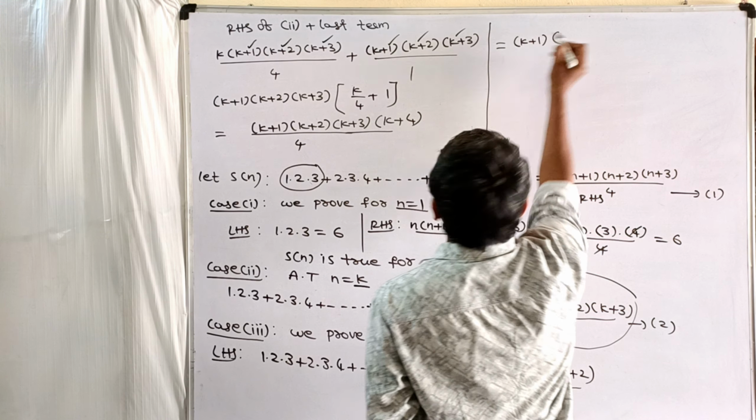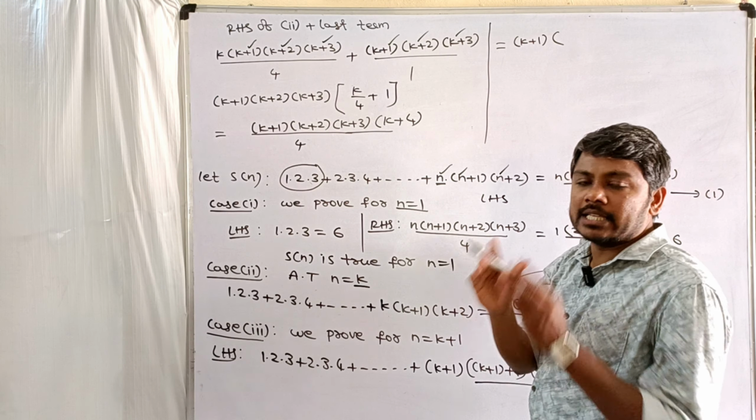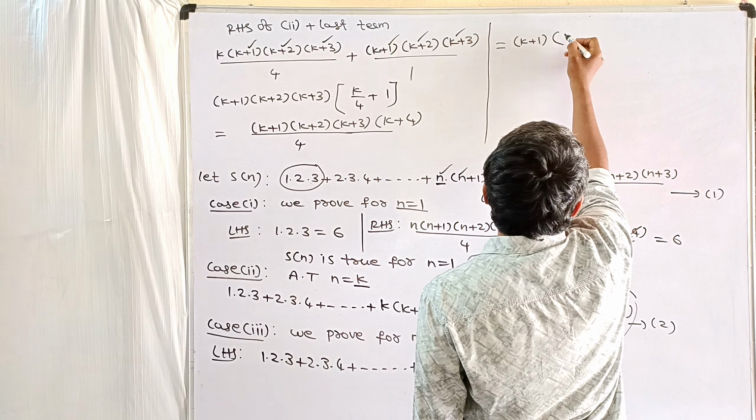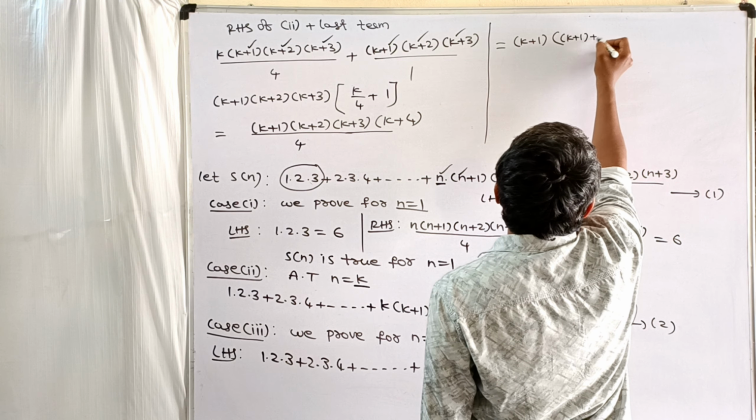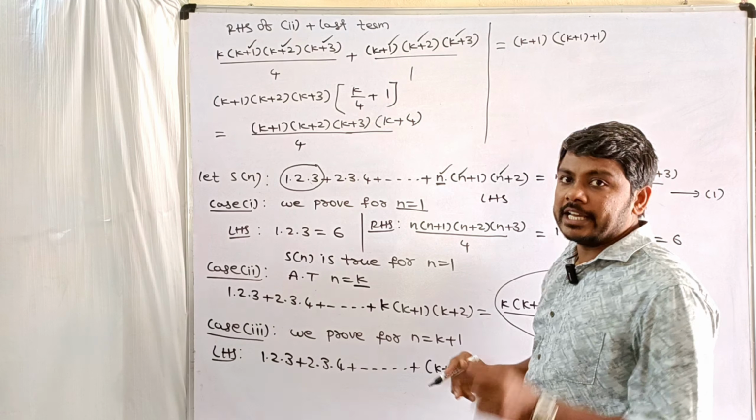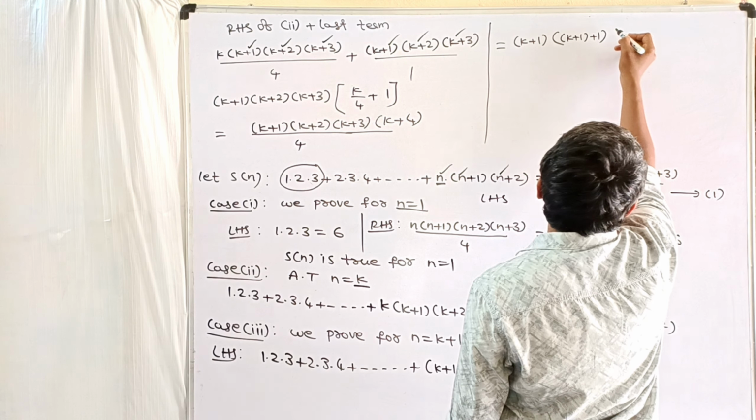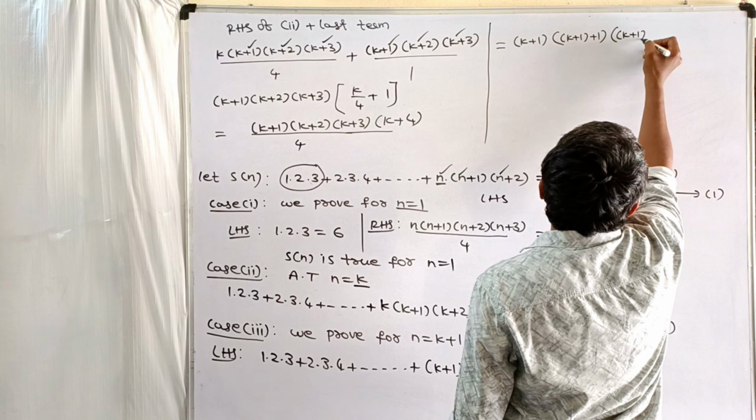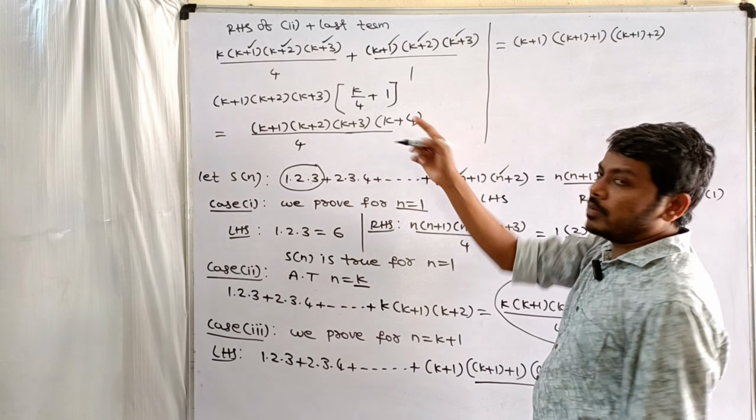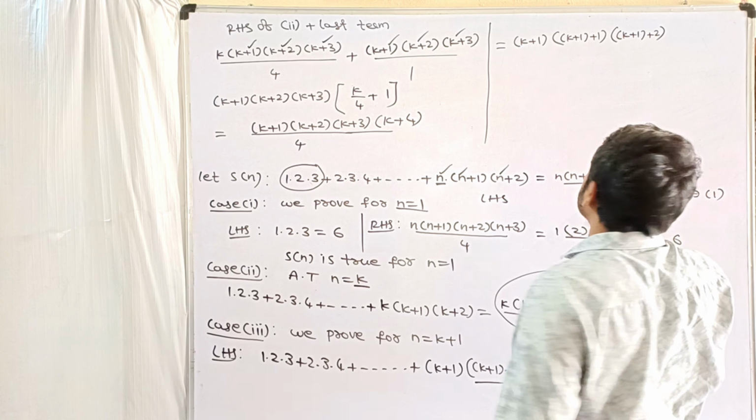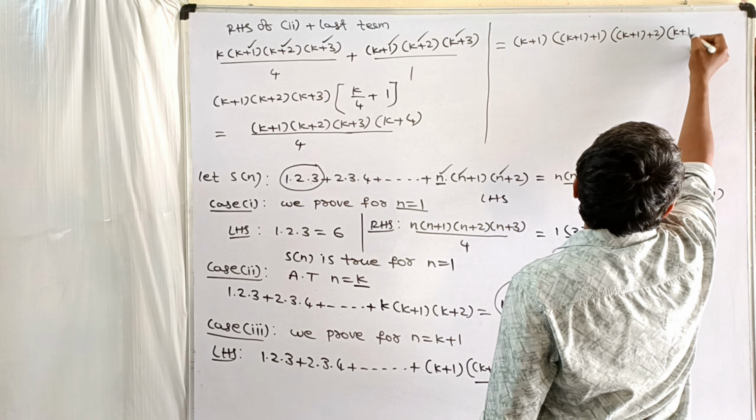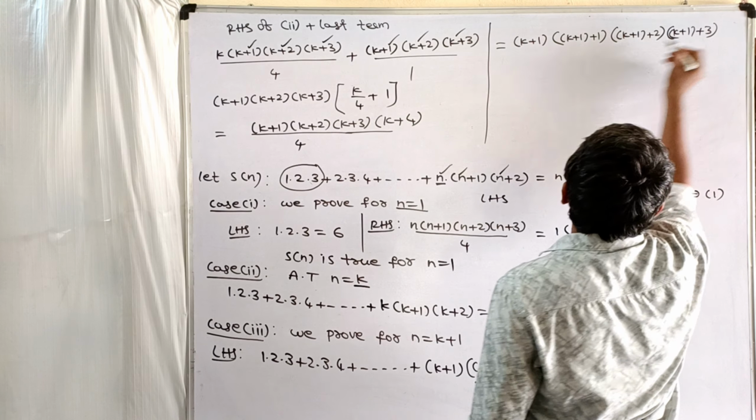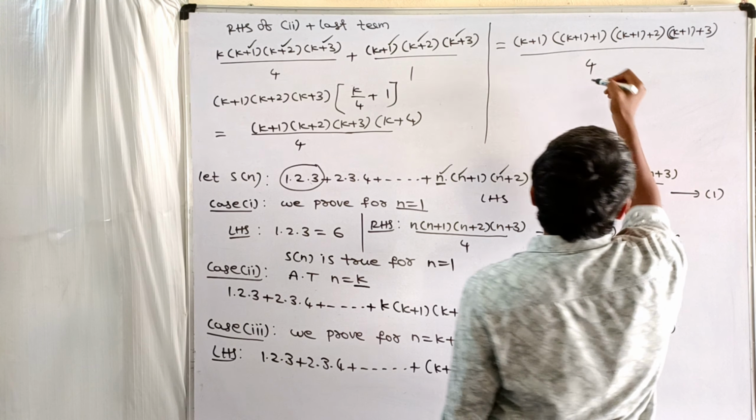k plus 1, k plus 2 written as k plus 1 plus 1, k plus 1 plus 1. Next k plus 3 written as k plus 1 plus 2, k plus 1 plus 2. Similarly k plus 4 written as k plus 1 plus 3, which is divided by 4.